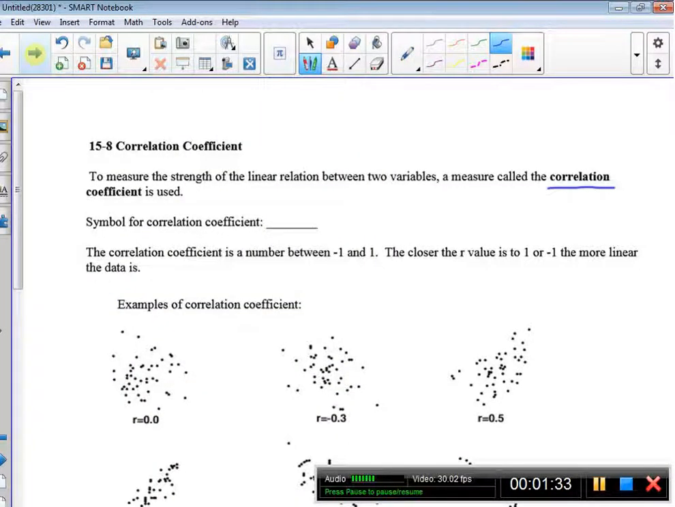Correlation coefficient is a measurement. It tells you, hey, based on this measurement, this has a good correlation. The symbol is an R. So the correlation coefficient is a number between -1 and 1. The closer it is to -1 and 1, the more linear the data is.